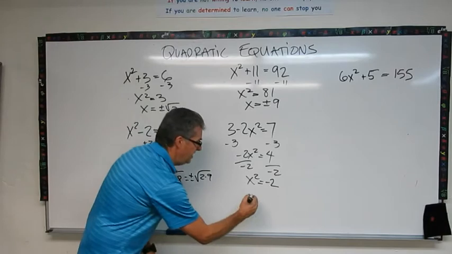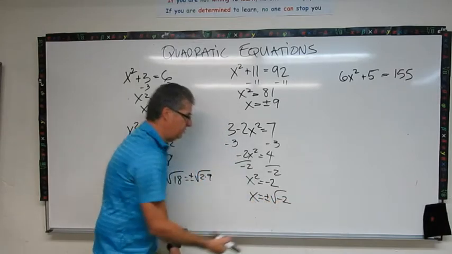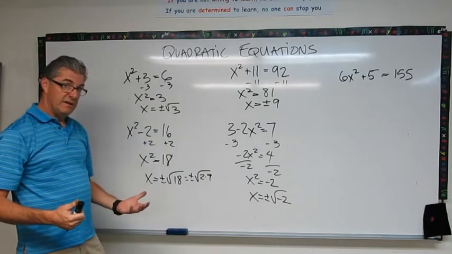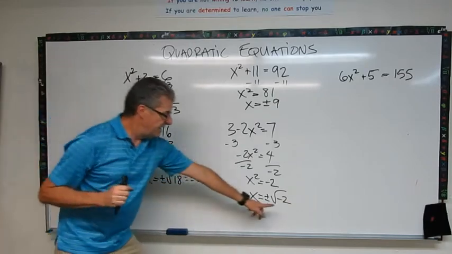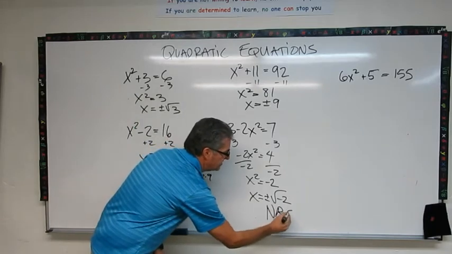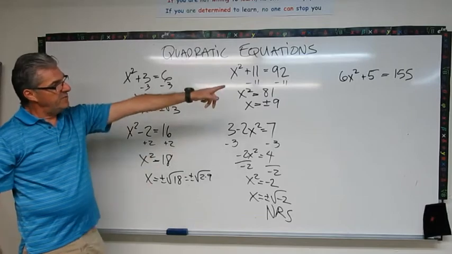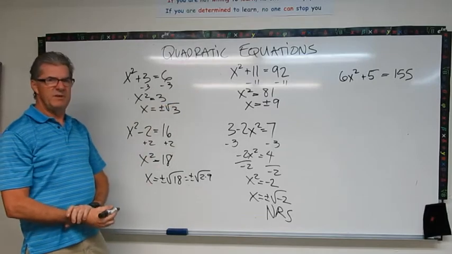Take the square root of both sides. X equals plus minus square root of negative 2. Where are we at? No solution. That's a negative number under the root sign, so I'm going to write NRS for no real solution. Okay? Give that one a try. It's a little bit more complicated, but not too bad.